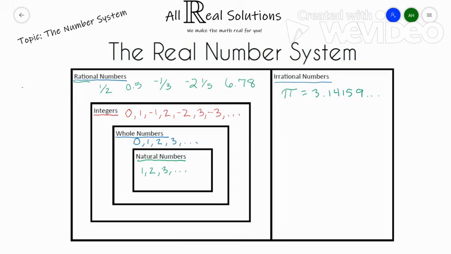You might run into numbers like the square root of 2 or the natural number e. You can consider the square root of 3 as well, because 3 is not a perfect square. But as long as the numbers are never ending and never repeating, you get an irrational number. And that's it, the real number system.